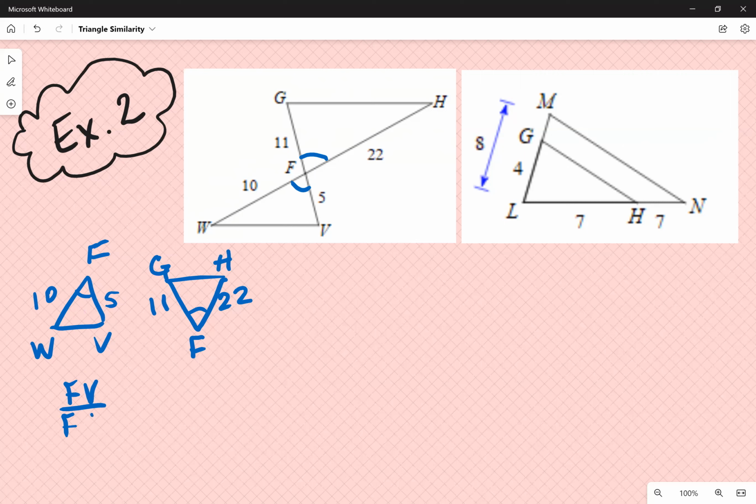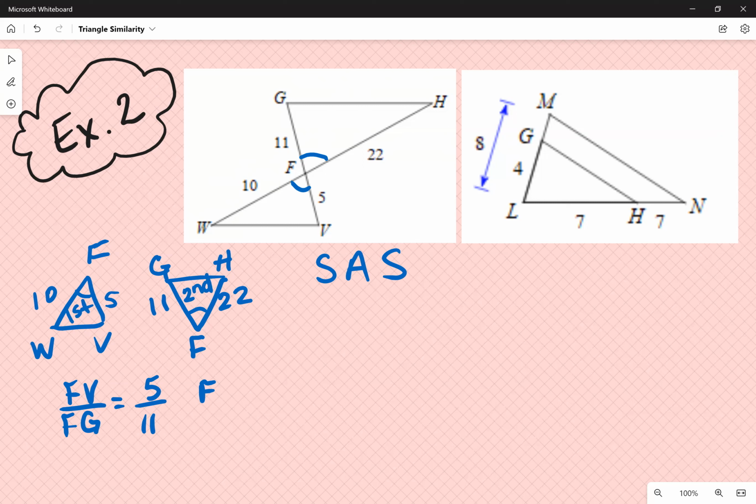And then the other side is FG. So FV is 5 and FG is 11. So now let's try it with the second side, because again, we have one angle and we're trying to find the other two sides. So this is one side, but we have to see if it's true for the other side. F, and if I started, this is my first figure, and this is my second.